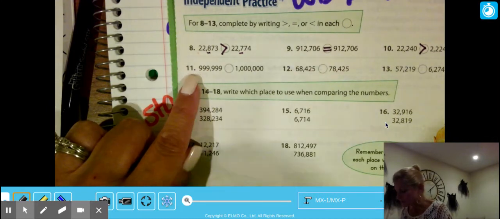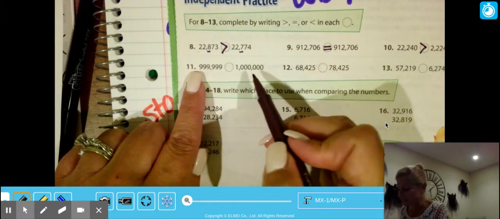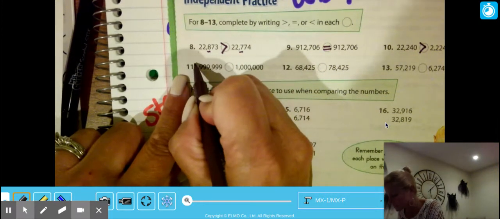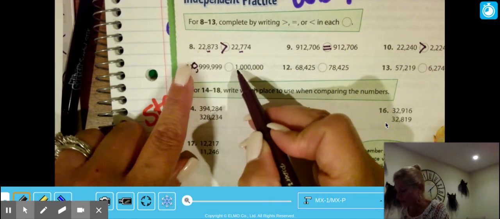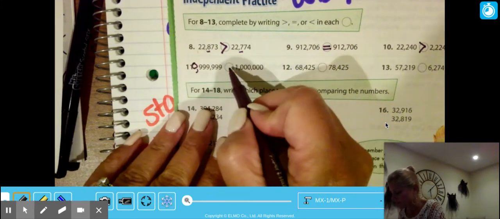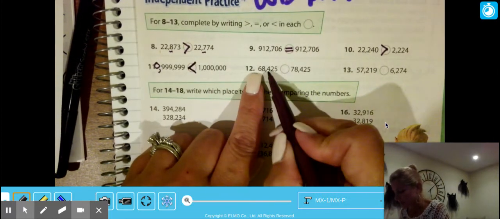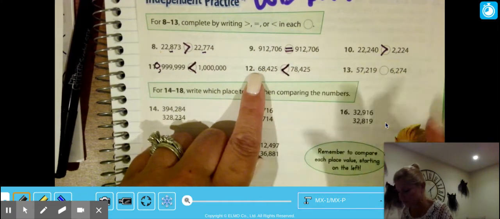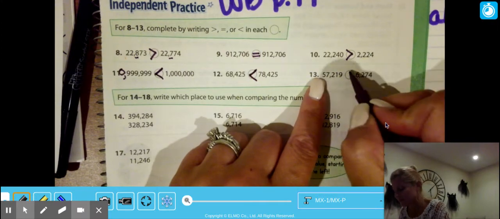A common mistake that kids make is they look at the 9 and the 1 and they say, oh, a 9 is bigger than a 1. But look at this, right? This is in the 1 millions. We have to make sure. So I like to sometimes do that fake 0, right? And now I can compare. And a 1 is greater than a 0. That's a tricky one. Okay, we have 68,000 and 78,000. 78,000 is greater. 57,000 compared to just 6,000 something.